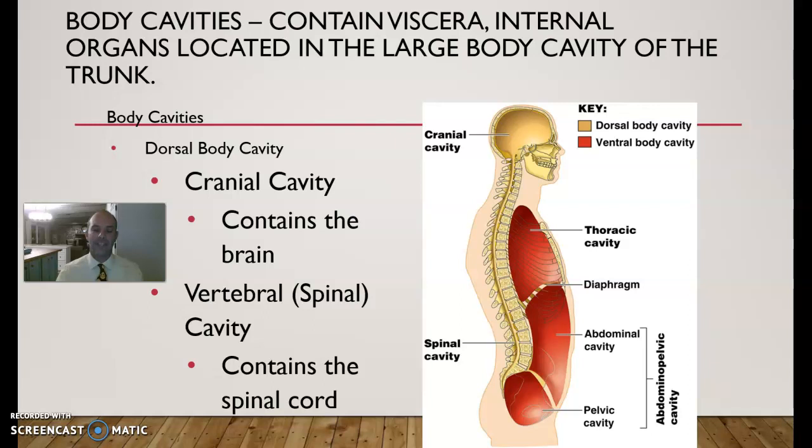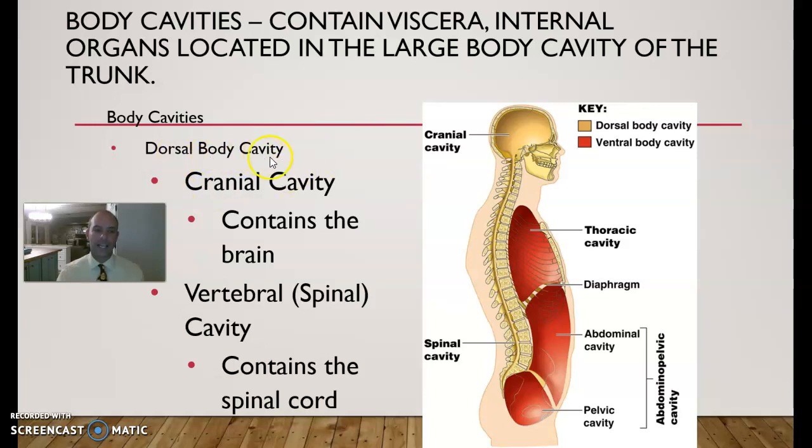Okay, the body cavities. You'll see up top here, it states it contains viscera. Viscera are internal soft organs. If you remember from our introductory notes, the Egyptians would remove the viscera. That's what we're talking about here. It's located in the large body cavity of the trunk. So here we go for body cavities.